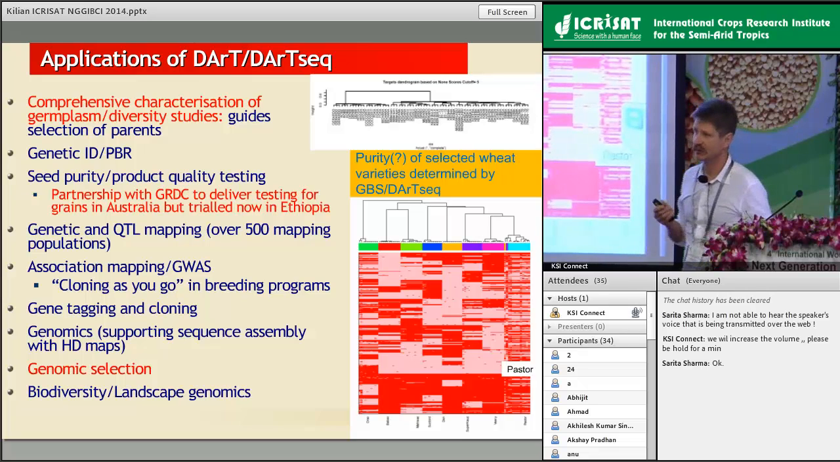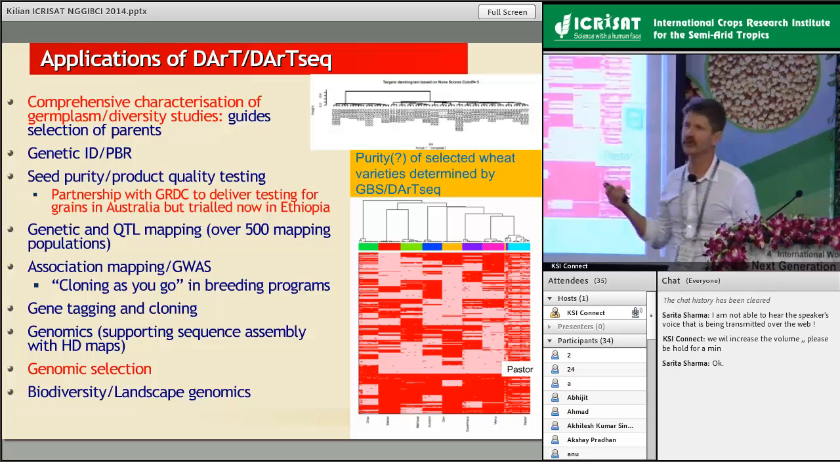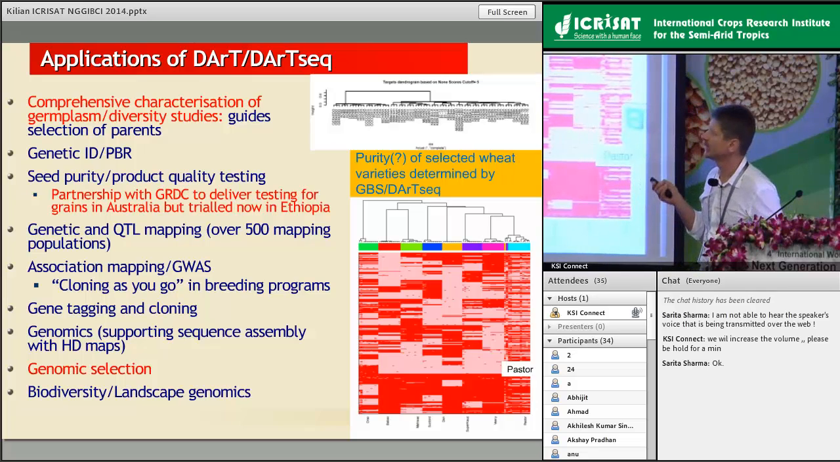I think that sequencing approaches give you a very easy entry into identity profiling that you can use for really understanding your germplasm. We do a lot of genetic ID, breeder rights work, a lot of it in horticulture, but also in other systems. And again, following what Jesse mentioned a moment ago, seed purity testing.